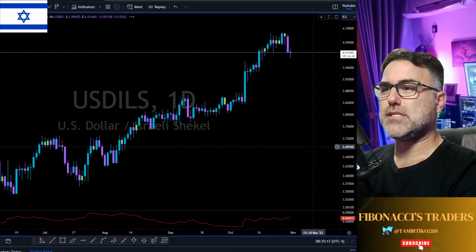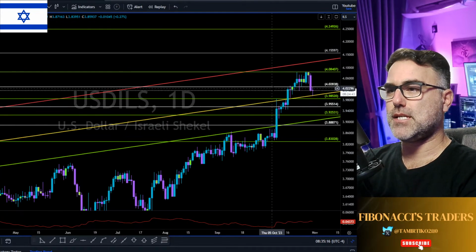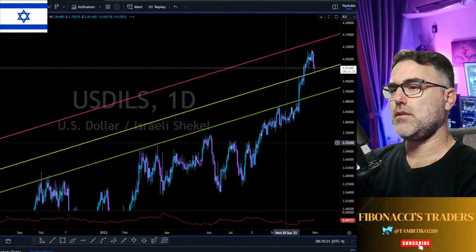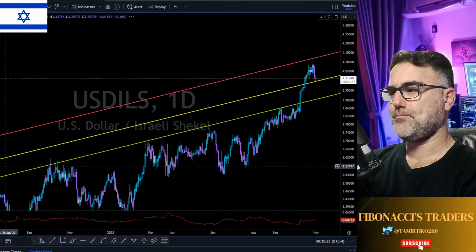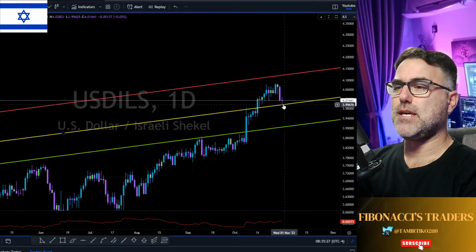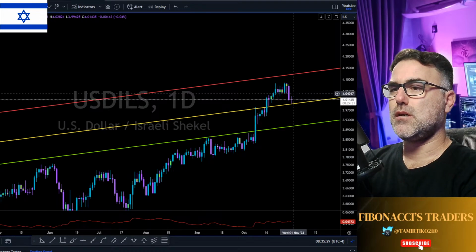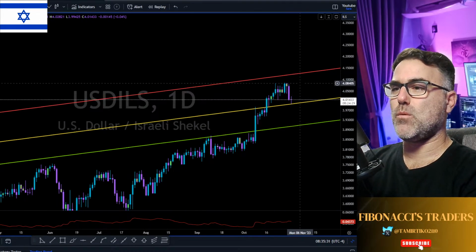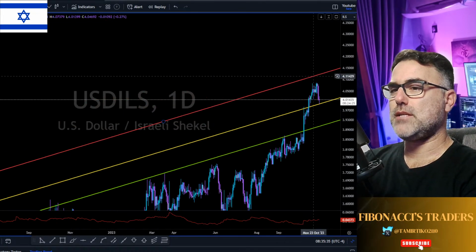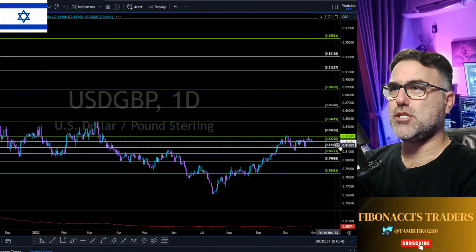USD ILS coming down, retesting the yellow trend line. You know this yellow trend line? We talked about it yesterday. And now we have a doji at the trend line. We might get the next bounce above 404 and we are heading towards 408 and then to this red trend line.